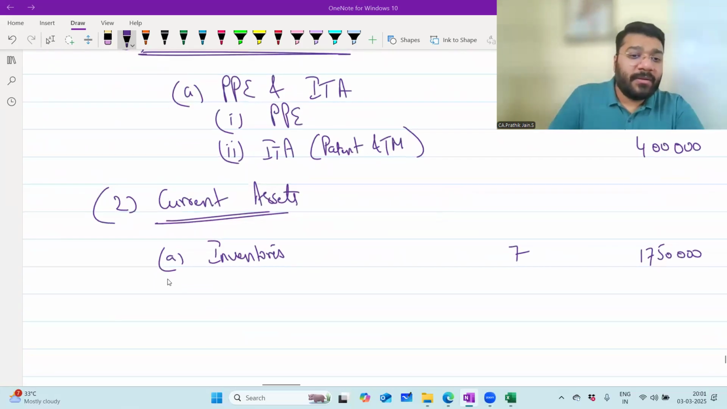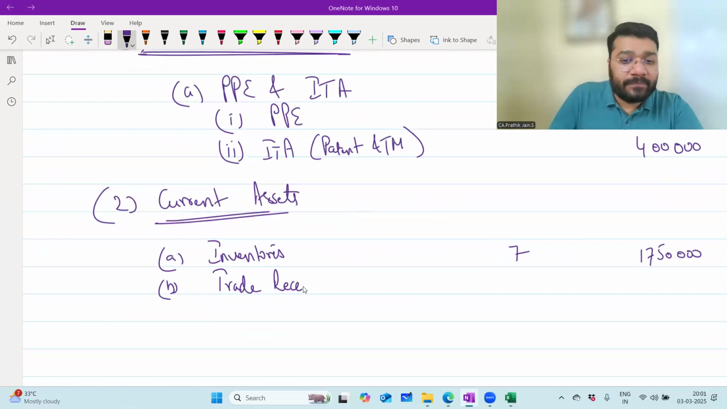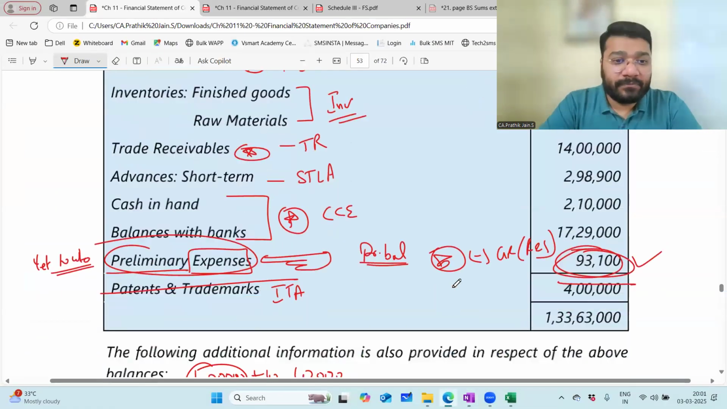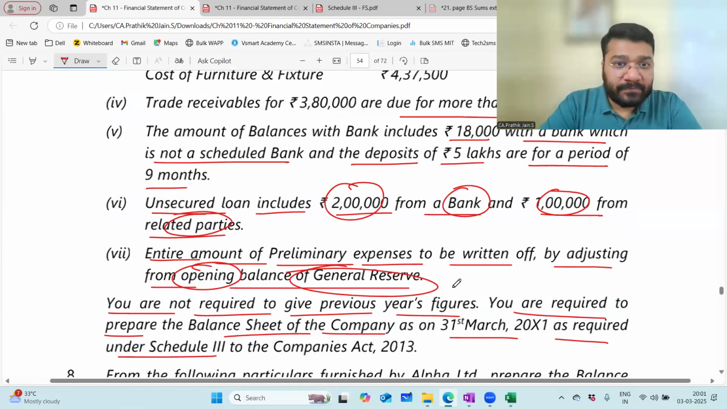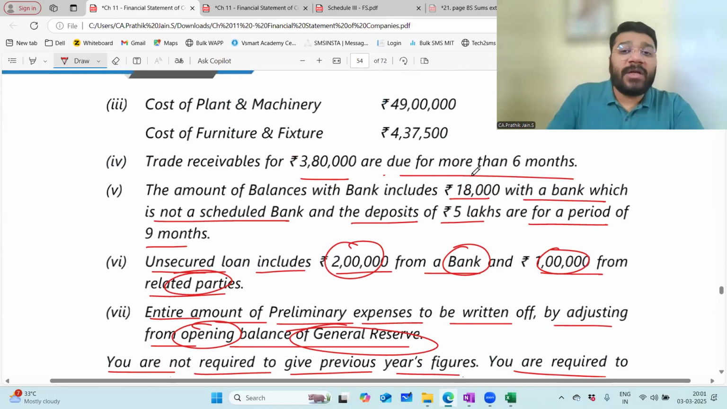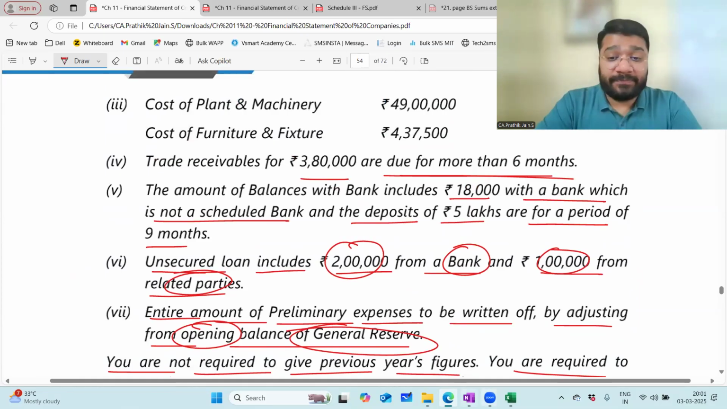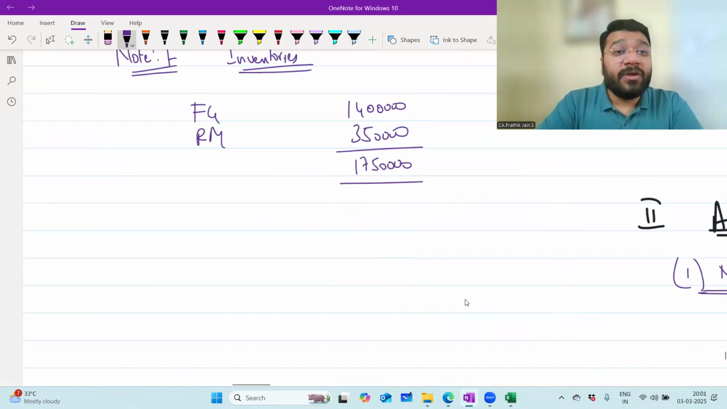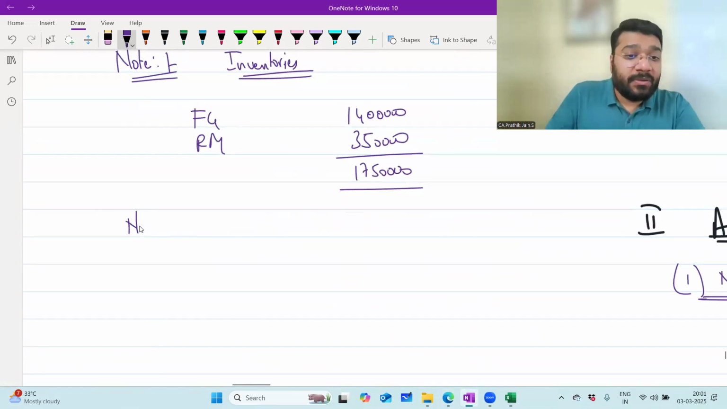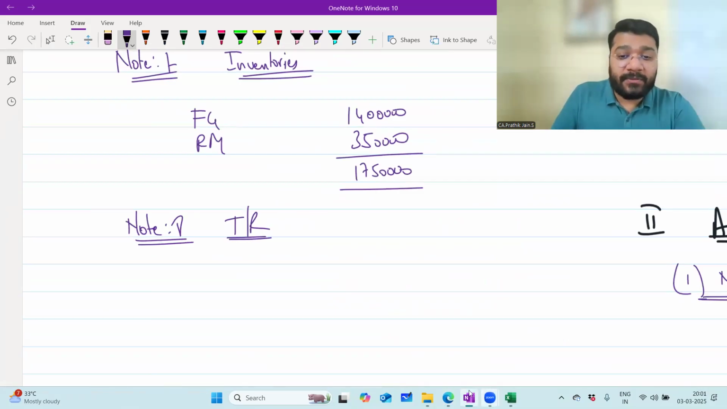Next is trade receivable. Trade receivable, they have given an aging. 3,80,000 are due for more than 6 months. Means due date has come, the customer did not pay the money. And how long did not pay the money? For 6 months. So note 8. Trade receivables.